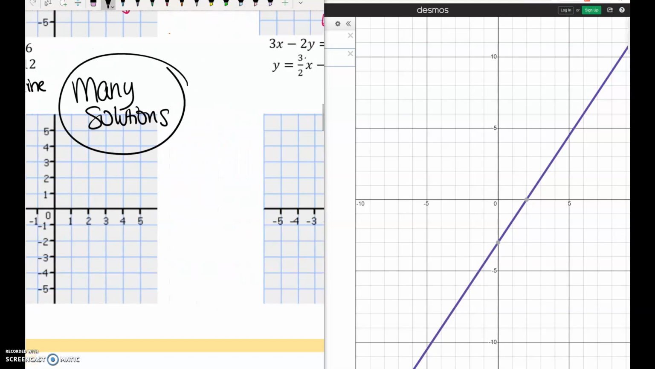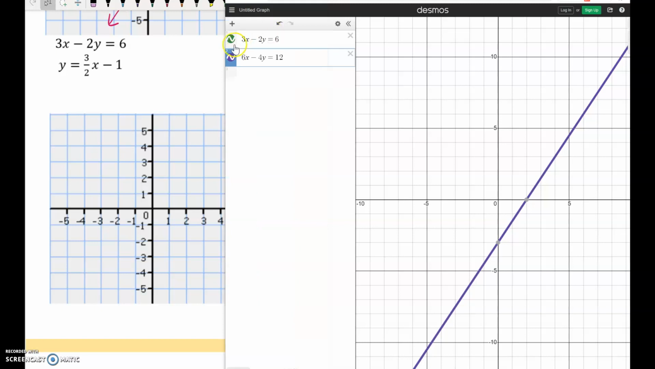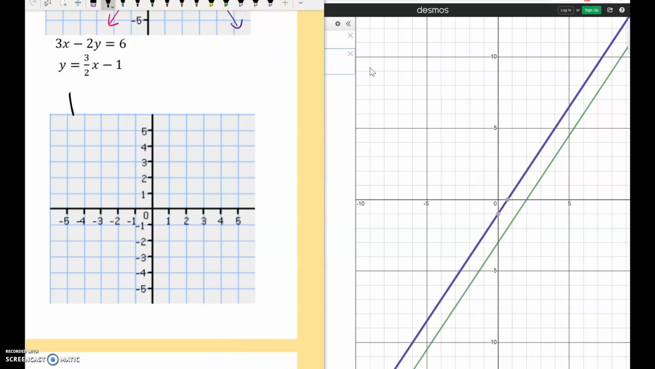Anyone want to take a guess what the next one's going to be? Probably no solutions, but let's test that theory. I actually reused the same equation. 3x minus 2y equals 6 was the first equation. The second one is y equals 3/2. And in Desmos, if you type 3 divided by 2, it will put it into a fraction for you. You do have to hit the right arrow to get out of the fraction to finish writing the rest of that. And we have parallel lines, which means no solutions.